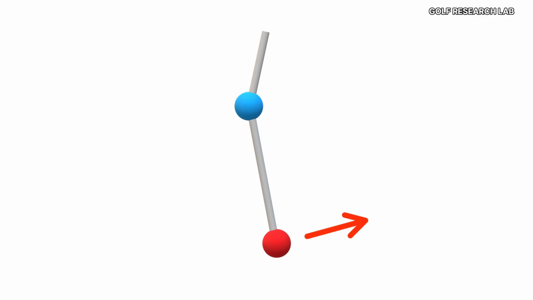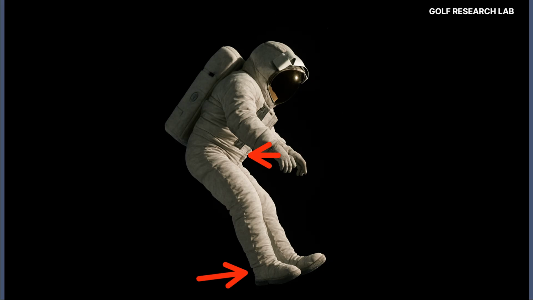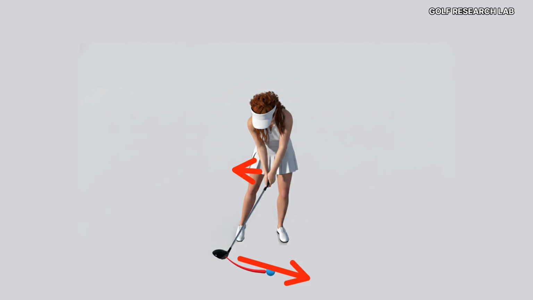In a double pendulum system, in accordance with the law of conservation of energy and Newton's third law of action and reaction, accelerating the lower pendulum causes a reaction that rotates the upper pendulum in the opposite direction. Just like in zero gravity, where moving your feet forward pushes your hips backward. This means clubhead acceleration produces arm deceleration. If the wrists are completely relaxed, the clubhead loses acceleration.